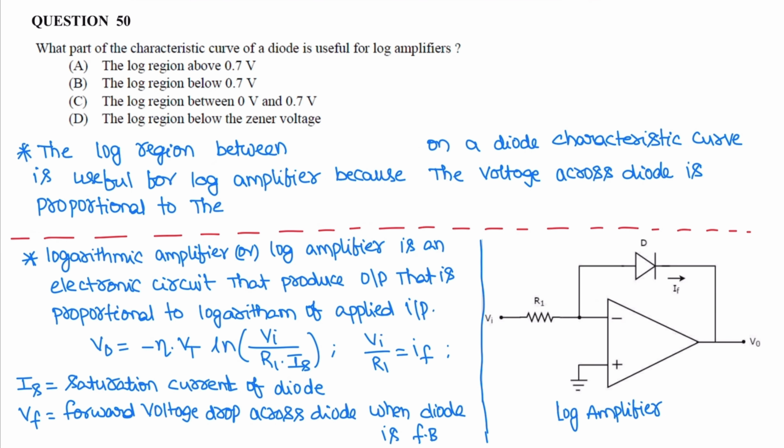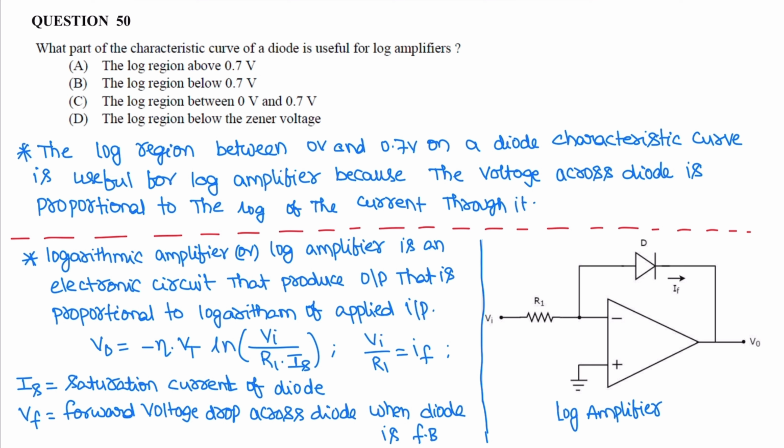Next question. Which part of the characteristic curve of a diode is useful for log amplifiers? The log region between 0 volts and 0.7 volts on a diode characteristic curve is useful for log amplifier because the voltage across the diode is proportional to the logarithm of the current passing through it.